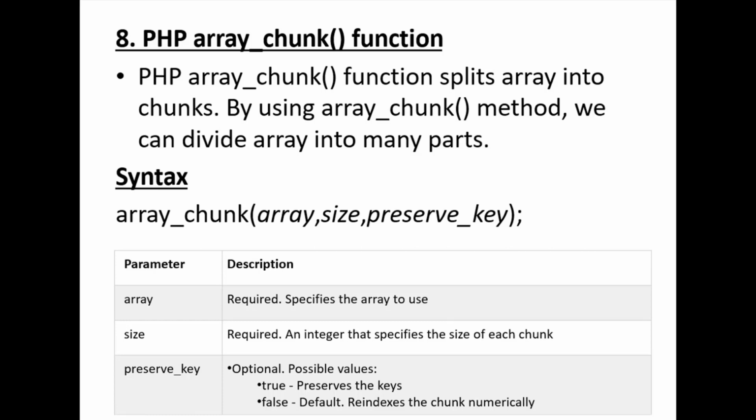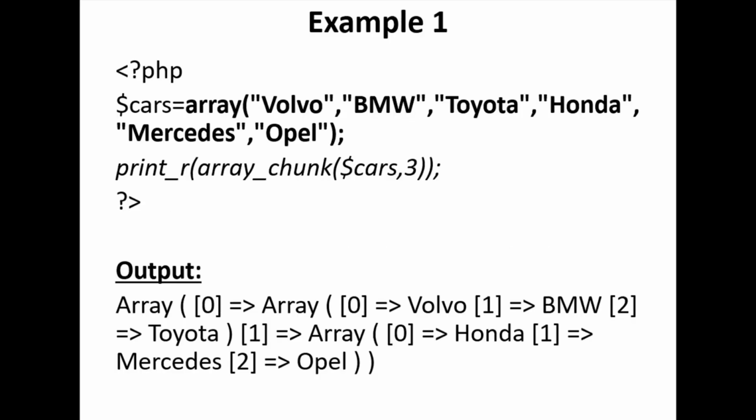Array specifies the array to use. Size is an integer that specifies the size of each chunk. And preserve_key has the possible values true and false. It is an optional field. True if you want to preserve the keys, and the default is false. So it reindexes the chunks numerically. It automatically allots the indexes to the chunks.